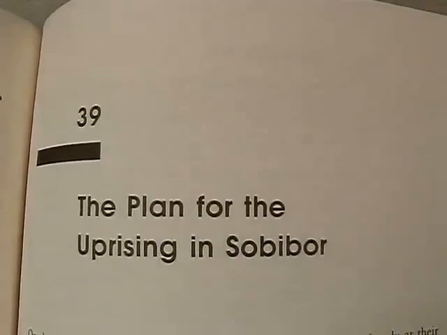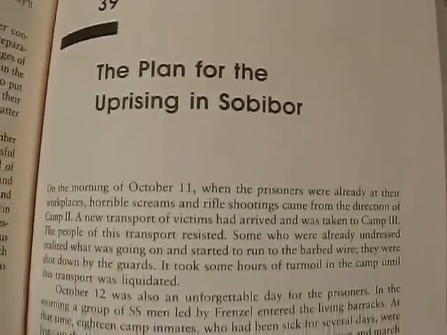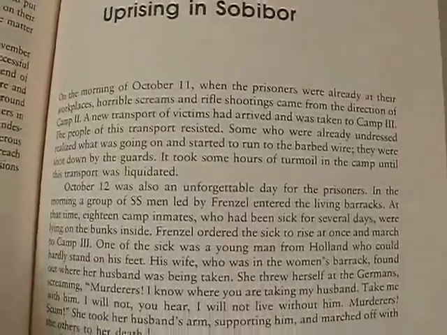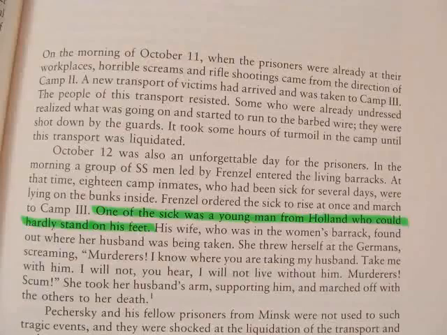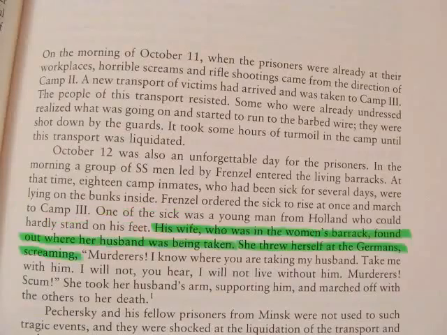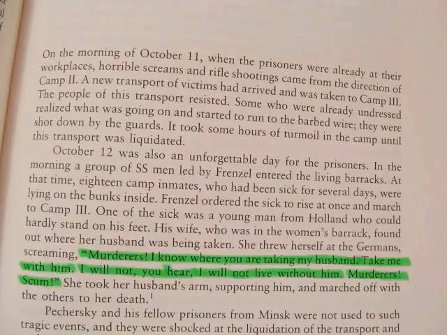First, the storytelling. Alexander Pechersky wrote a book which Arad uses as a source for this story on page 315. One of the sick was a young man from Holland who could hardly stand on his feet. His wife, who was in the women's barrack, found out where her husband was being taken. She threw herself at the Germans, screaming, "Murderers! I know where you are taking my husband. Take me with him. I will not, you hear, I will not live without him. Murderers! Scum!"